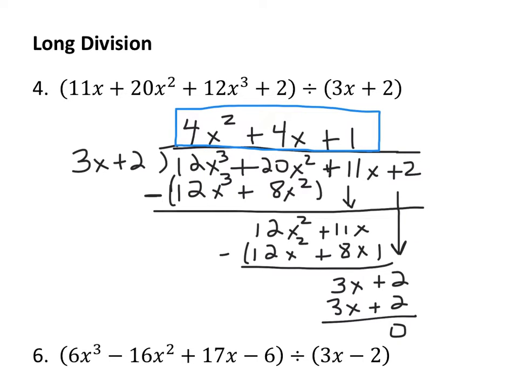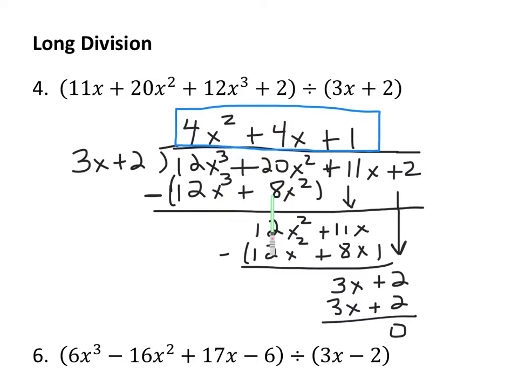Well, I would need to multiply the 3 times the 4 to get 12, and to get x to the third, I would need to multiply this x by x squared. So my first term up here is going to be 4x squared. Now I multiply. 4x squared times 3x gives me my 12x to the third. Then I also have to multiply this 4x squared times 2. 4x squared times 2 is 8x squared.